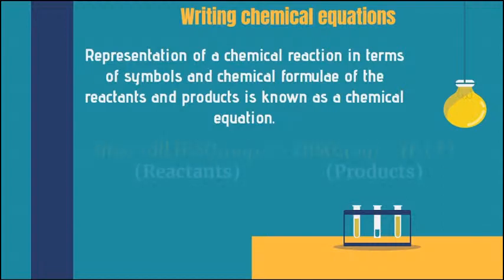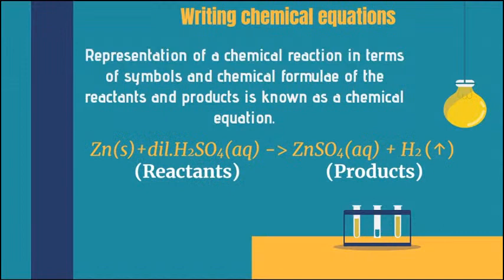For example, we can take Zn(s) plus dilute H2SO4(aq) gives ZnSO4(aq) plus H2, with an arrow upwards. So now you might be wondering what the things in the brackets are. I told you in the beginning of the video itself about these. Do you remember? I'm going to revise once more.